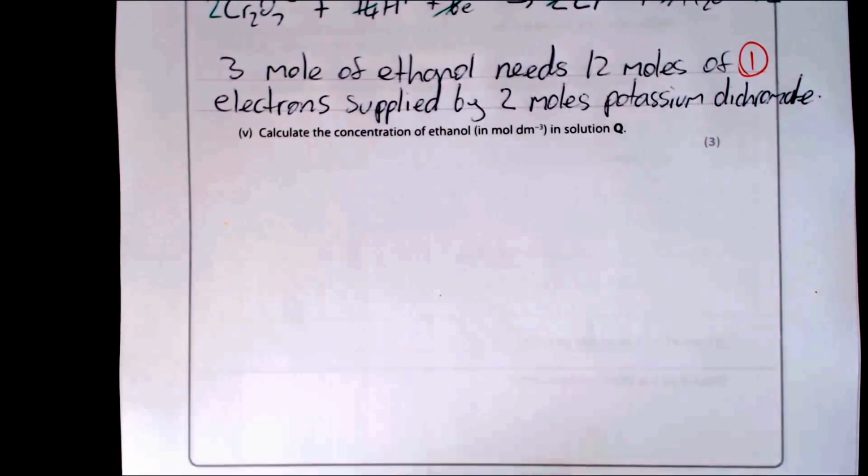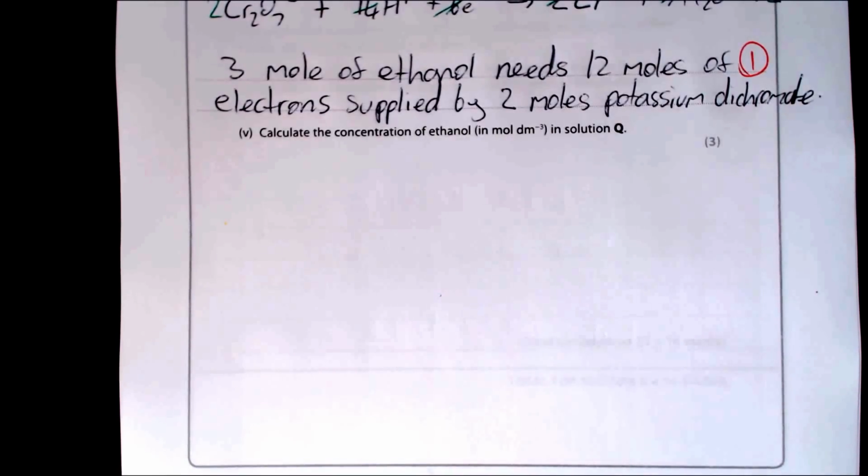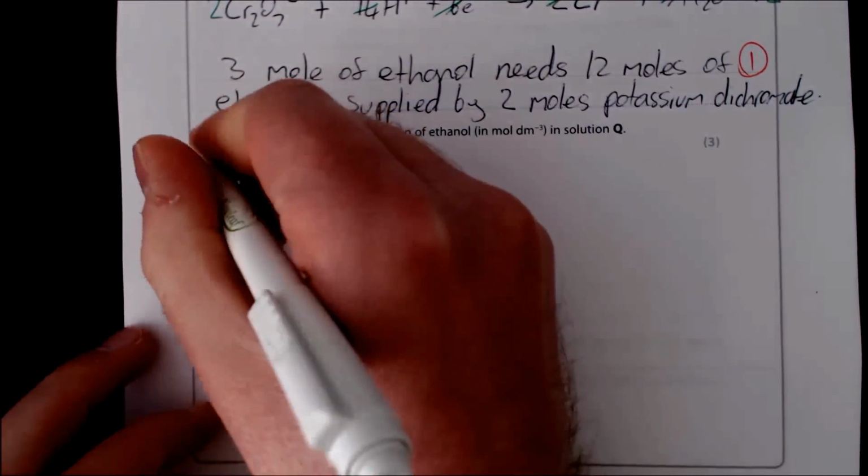Right, let's just bring that into shot. So it says calculate the concentration of ethanol in moles per dm cubed in solution Q. Right, well the first thing we need to do is to work out the number of moles of ethanol that did react with the potassium dichromate. So what we need to do is go back to part 3 really, and work out how many moles did react with the ethanol. So let's just write this down here.